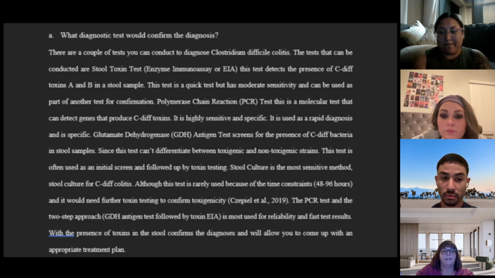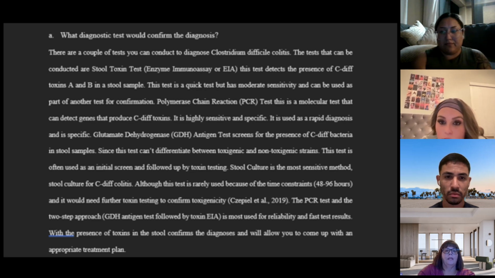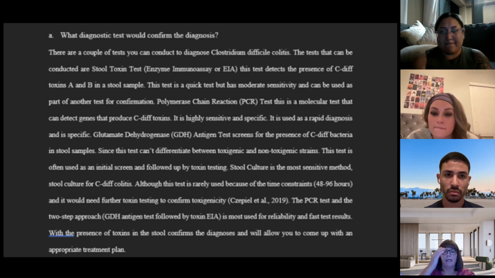So what diagnostic test would confirm the diagnosis? There are a couple of tests you can conduct to diagnose C. diff. The first is the stool toxin test. This test detects the presence of C. diff toxins A and B in the stool sample. This test is a quick test but has moderate sensitivity and can be used as part of another test for confirmation.